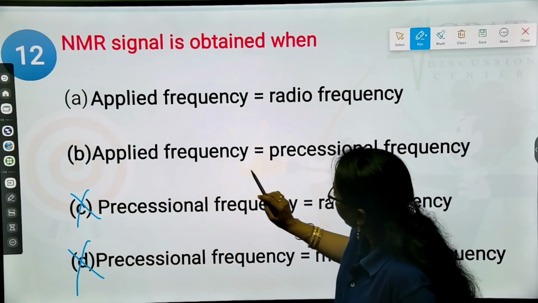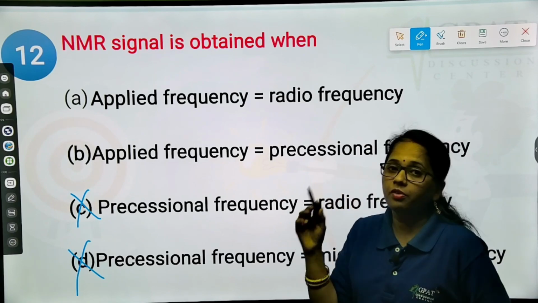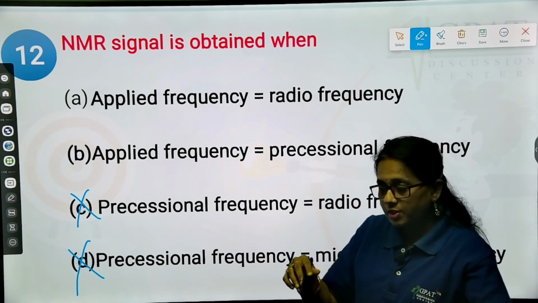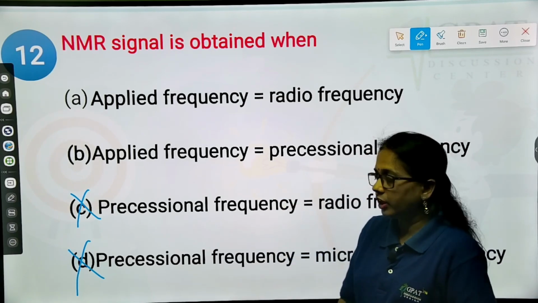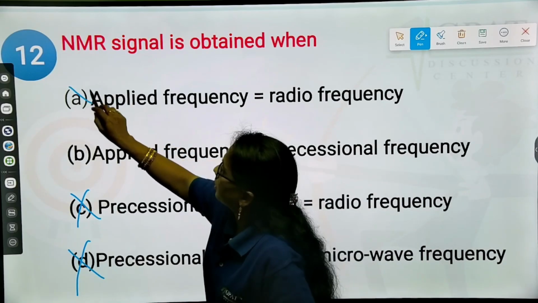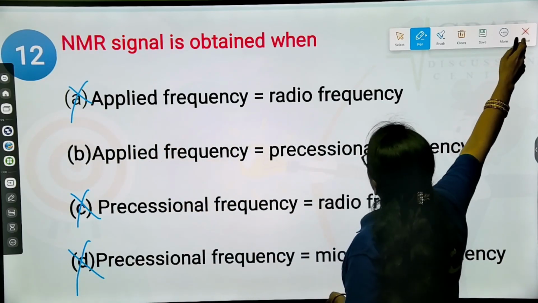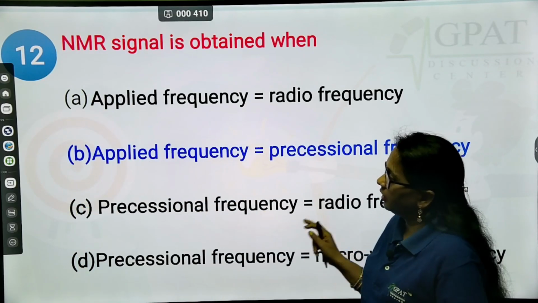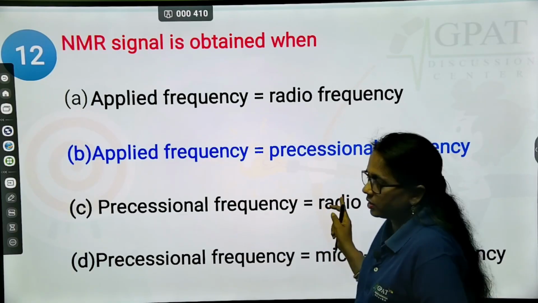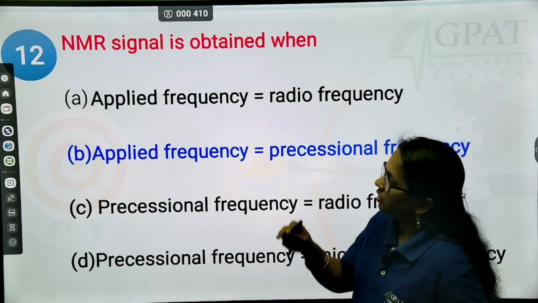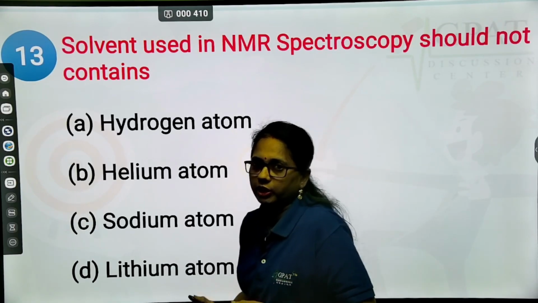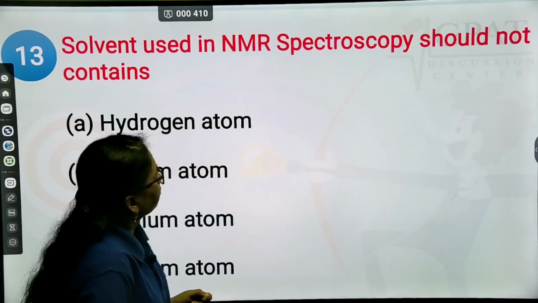So when applied frequency equals the precessional frequency, radio waves are having some frequency. So option A is also a wrong answer. So automatically option B: when the applied frequency equals the precessional frequency, only then the absorption of the radiation is going to take place.